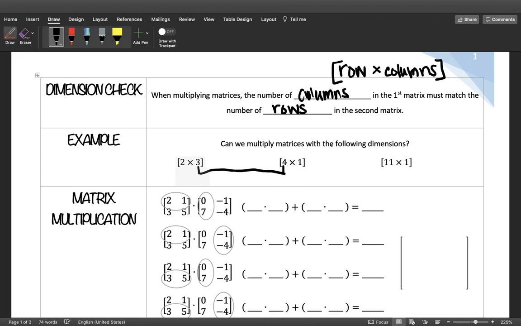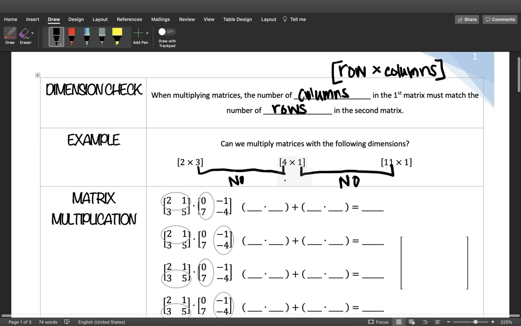It says, can we multiply matrices with the following dimensions? These have to be the same number. So 3 and 4, not the same number. So no. But we can try it again with this 1 and 11. Nope, that doesn't match either. And even if we did the 3 and the 11, that wouldn't work. So none of these are going to work.